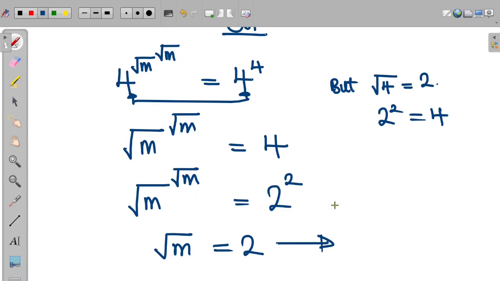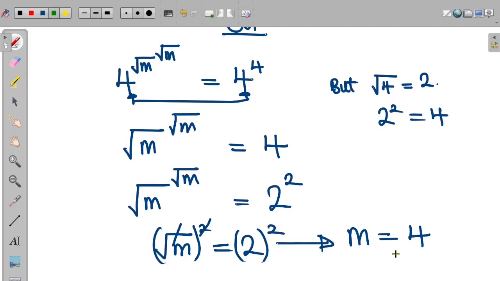But we are asked to find m, not root m. So we can take the square of both sides. So square will take out root. So we have that m is equal to 2 squared is equal to 4. So the value of m in the question given to us is equal to 4.